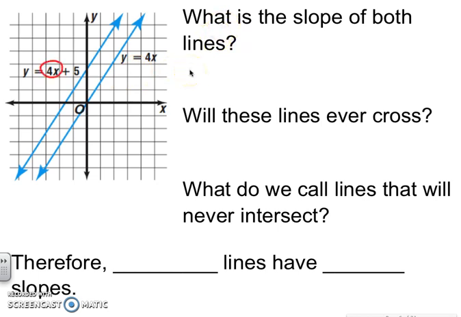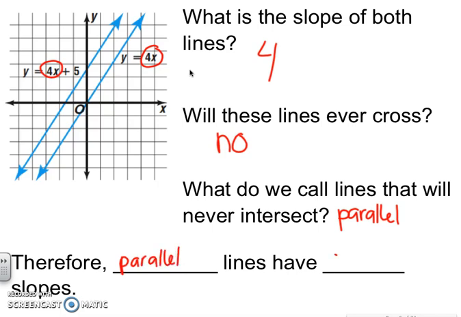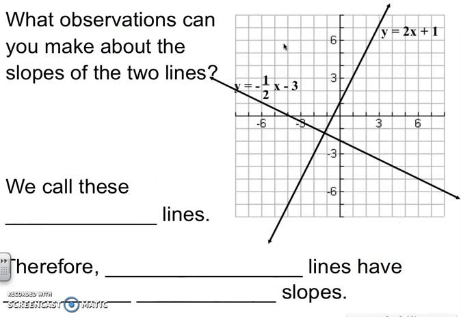Notice, again, slope is next to your variable x, so the slope of both lines would be 4. Will these lines ever cross? No. So what do we call lines that are never going to intersect? We know from our previous module, they're called parallel. Therefore, parallel lines have the same slope. Hopefully you remember that from 8th grade or your algebra class, but that is what we know about parallel lines.